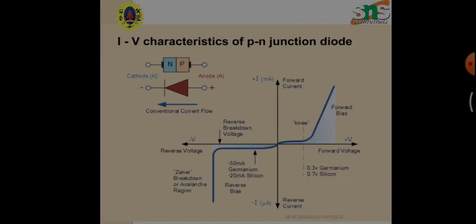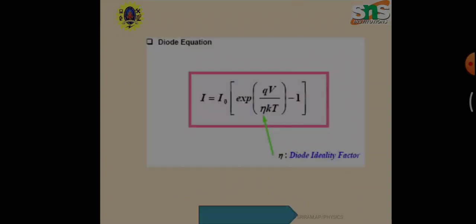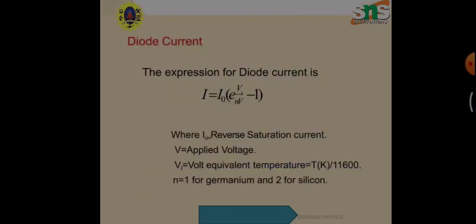Practically no current flows until the barrier voltage is overcome. Once the external voltage exceeds the barrier potential, the current increases rapidly, approximately exponentially. And this is the diode equation: I equals I naught times exponential of qV by eta kT, minus 1, where eta is the diode ideality factor. This is the diode current, and the expression for diode current is I equals I naught e power (V minus Vt) divided by eta V, minus 1.